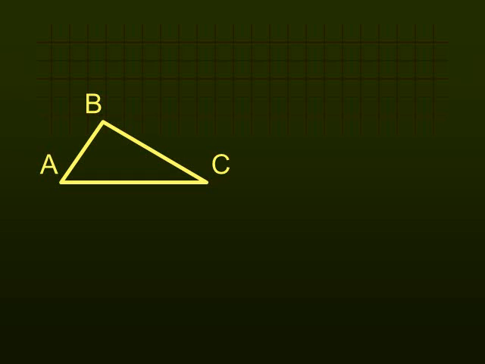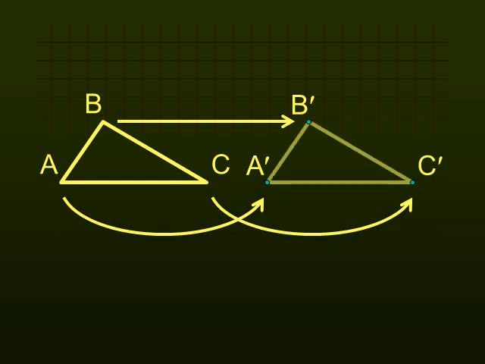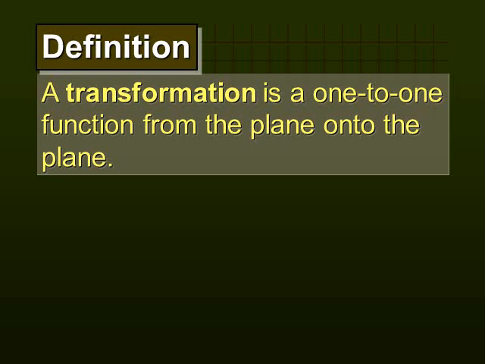Here is a pre-image of a triangle ABC. If I'm going to transform it, in this slide I'm just sliding it horizontally so that I have an A prime, B prime, and C prime, and all of these will make my new image. So I went from my pre-image, triangle ABC, to my image, triangle A'B'C'. Here's the official definition of a transformation: it's a one-to-one function from the plane onto the plane.